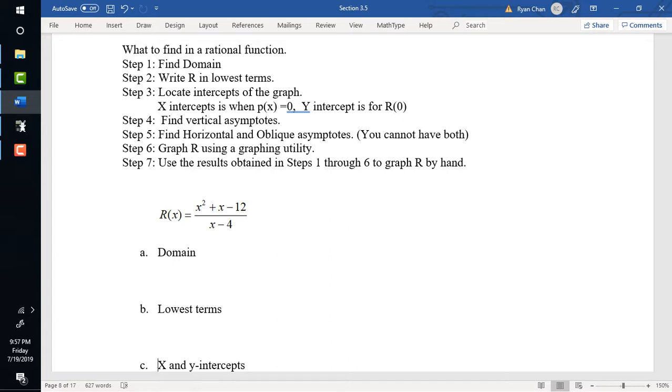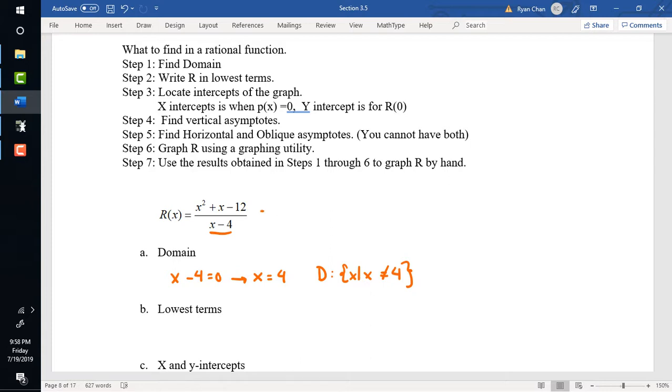So the first thing is we want to see what my domain is. Remember, how do I find my domain? I set my bottom equal to 0. So I have x is equal to 4. So my domain is x such that x does not equal 4. Now let's talk about what that is, because I'm not canceling this.